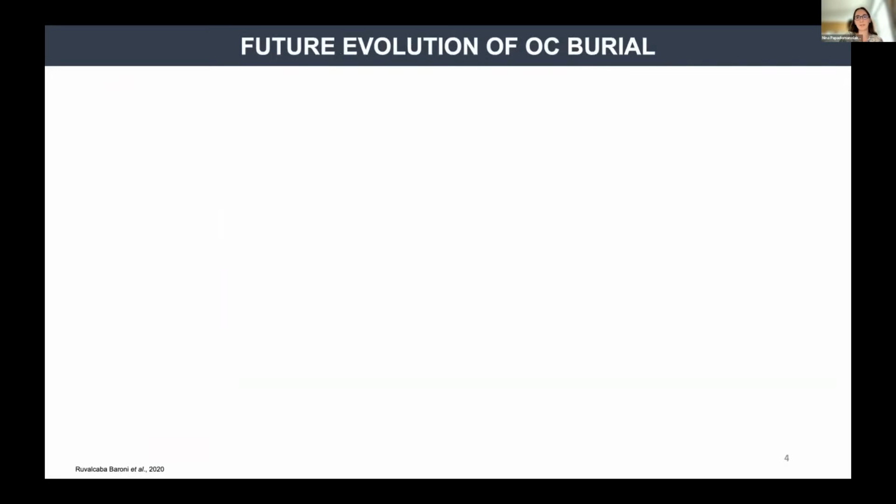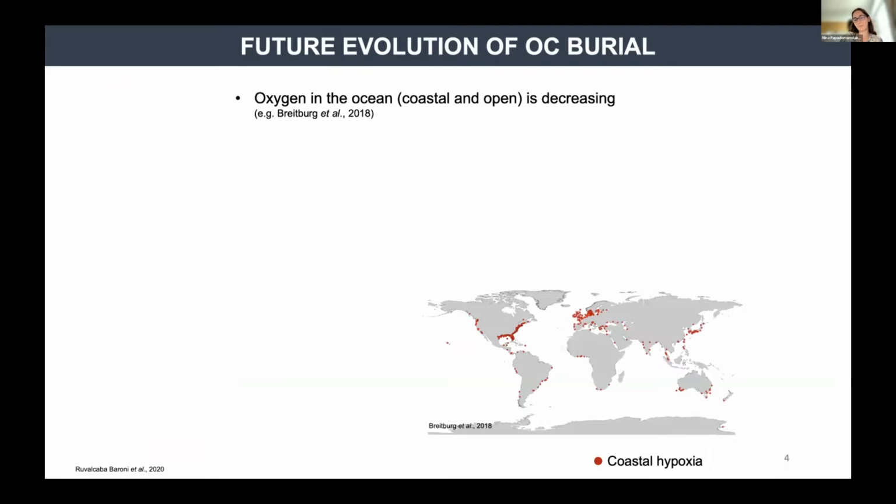So in the future, we know that some of these processes that control organic carbon burial are going to be changing. Oxygen is decreasing in the open ocean and also in the coastal oceans. In the coastal regions, it's due to nutrient loading a lot. In the open ocean, it's more due to warming.